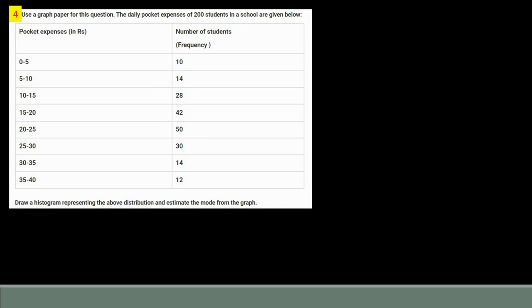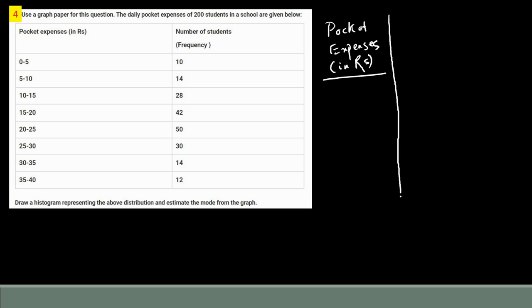Same approach, please try it on your own first. Okay, so use a graph paper for this question. The daily pocket expense of 200 students in a school are given below. So pocket expense, which are the class ranges, pocket expenses in rupees. And number of students, or the frequency.